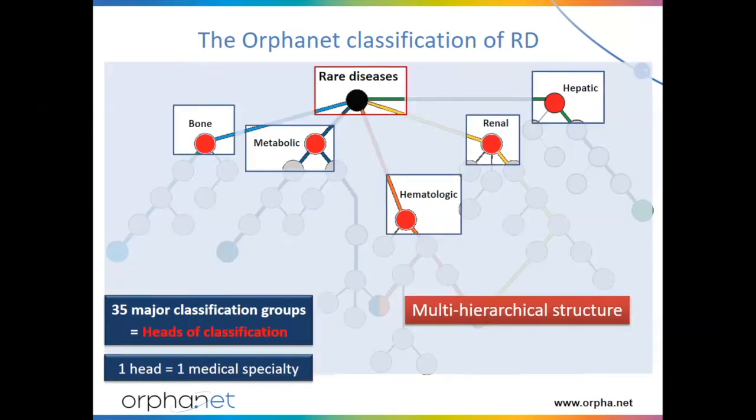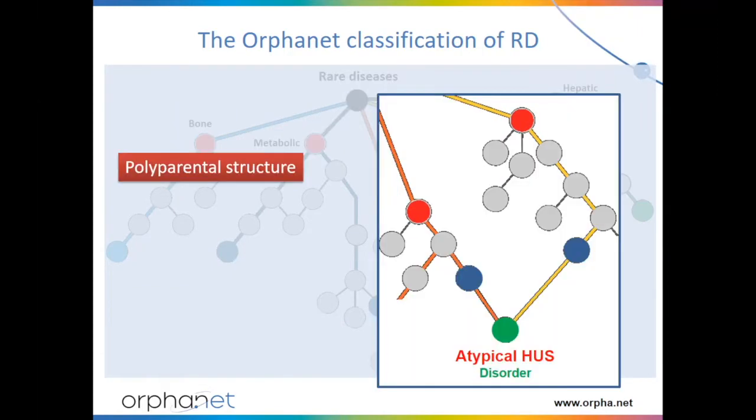Therefore, this system is multi-hierarchical, but it is also a polyparental system, since a given disorder is classified in as many hierarchies as necessary in accordance with its clinical characteristics and the medical specialties that it relates to, and can have different parent groups throughout the different hierarchies.